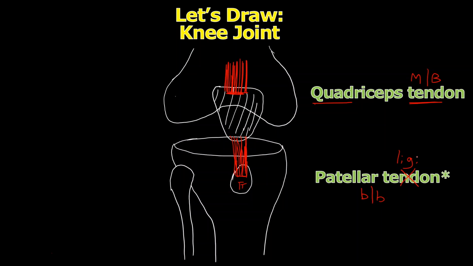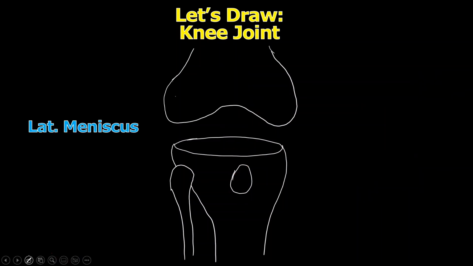Okay, so in the next picture, I want to remove the patella and show you the structures that lie underneath it. The first structure that I want to show on this image, remember we're taking the patella off, so it's been removed, is called a lateral meniscus.